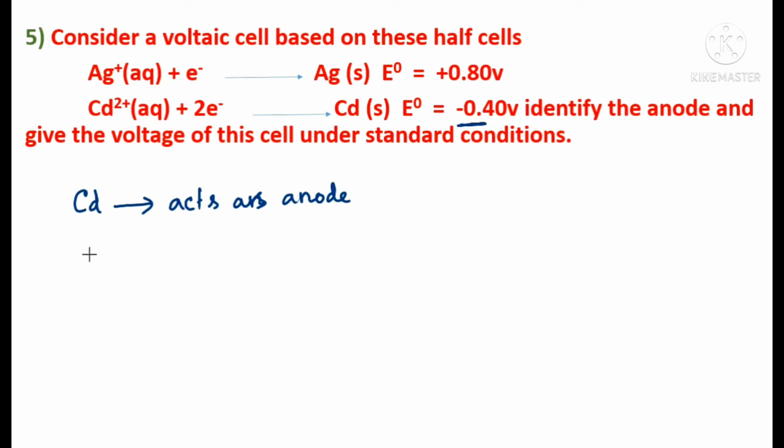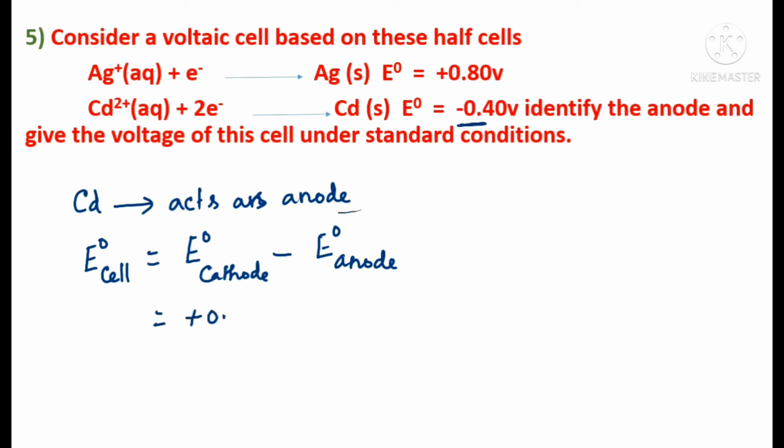Now we are going to calculate the E0 value. E0 cell, the EMF of the cell under standard condition, is equal to E0 cathode minus E0 anode. Obviously we know cadmium is acting as the anode, is it not? So now we can substitute the value. It is an easy problem. So +0.80 minus (-0.40). The answer is +1.20 volt. Understood, students? It's a simple problem. We shall move on to the next one now.